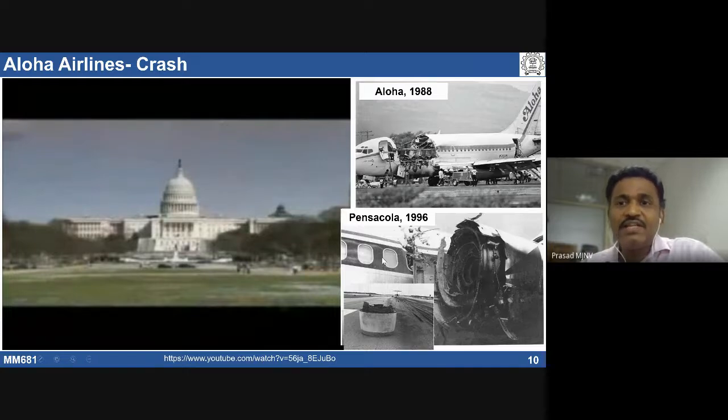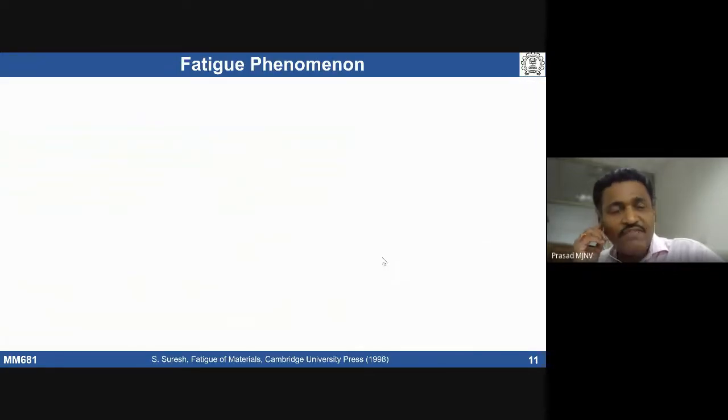This kind of accident and the failures that happened in aerospace components led to spending time to understand how fatigue failure takes place in a material. So, the fatigue phenomenon. Now what is fatigue? How do you define fatigue? We are talking about fatigue. Everybody gets fatigued. That's called physical fatigue, and metals also get fatigued.